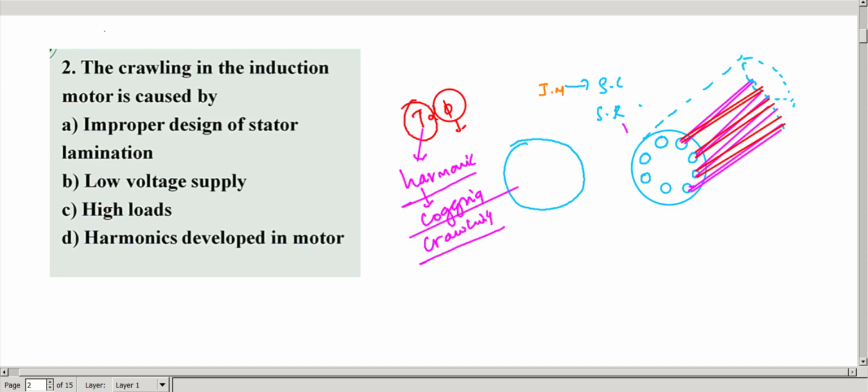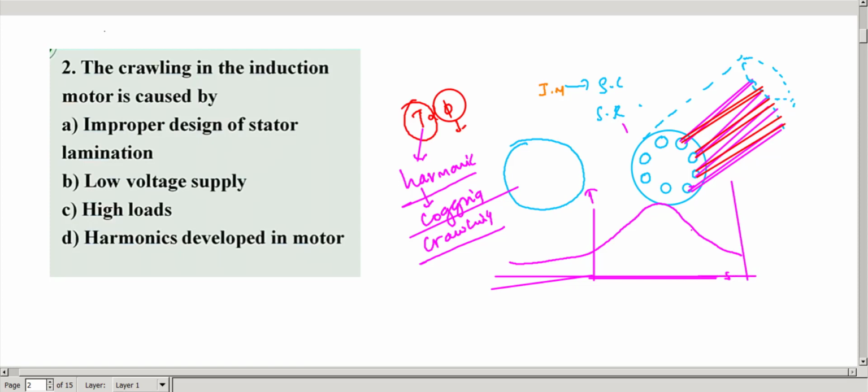Cogging means magnetic locking. Crawling means, actually, if you see the torque slip characteristics like this, this is the torque slip characteristics. So we know that this is the stable region. Which is the stable region? This is the stable region, this is the unstable region.